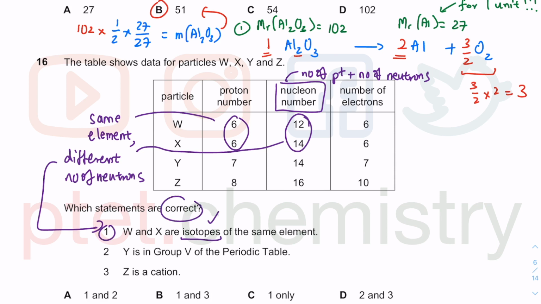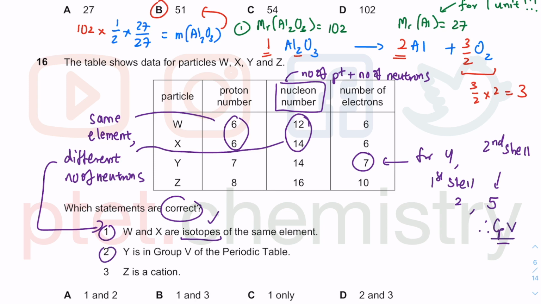This is group 5, Y. Is it? Well, let's have a look at the electronic configurations. So for Y, the first shell is only 2 electrons. So if you have 7 electrons, you are left with 5. So this is your second shell. This is your outermost shell. So therefore it's group 5.